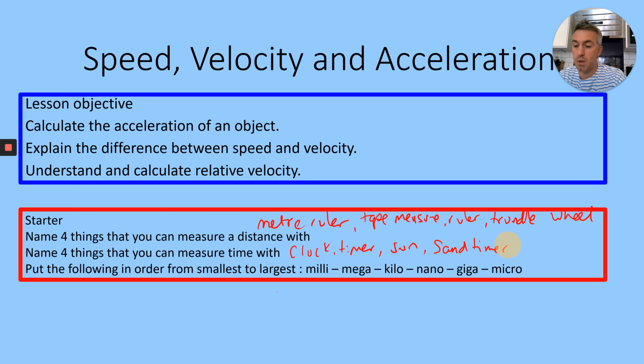Put these into smallest to largest. The smallest is nano, then it's micro, milli, then we go to kilo, mega, and then giga. Excellent. I'm sure you got all those right, and if you didn't, learn.